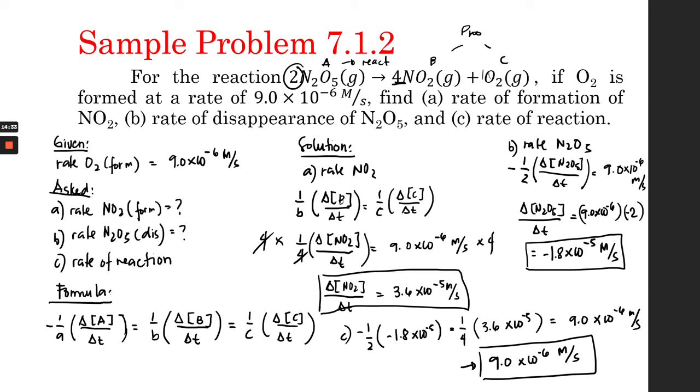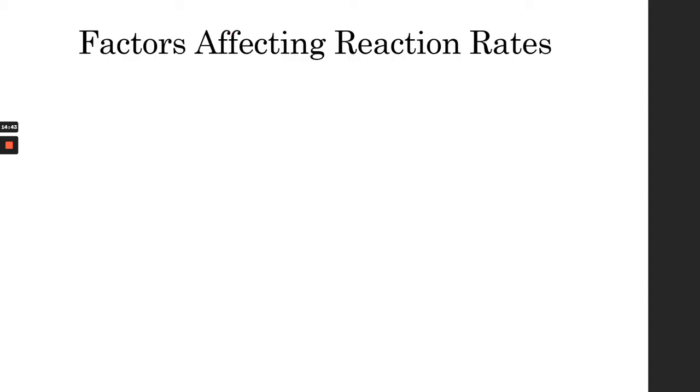Now let's talk about some things that affect the rate of reaction. So what makes this rate go faster or even slower? Most of the time we're dealing with how we can affect the reaction rates. There are 4 things that can affect the reaction rate. One of them is the concentration of reactant. Number two is surface area. Number three is temperature. And number four is catalyst. So let's begin with the reactant concentration.